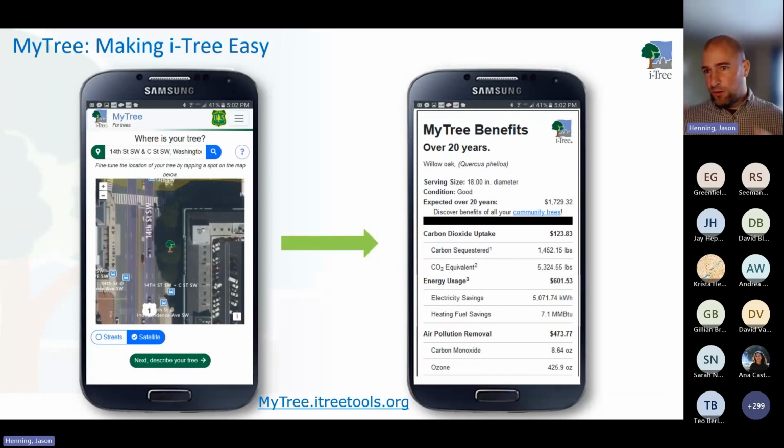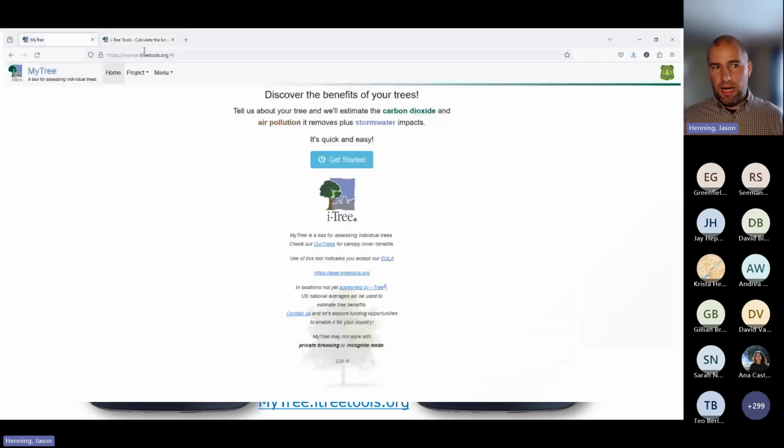So just because I go through all this science and it all seems really challenging, I do want to show you real quickly, and we're going to dive into this more in coming weeks, that we can make iTree really easy. So I'm just going to show you one of the easiest to use iTree tools, and that's MyTree. And again, we'll do a demo of this in more depth. Dr. Dave will actually do it next week. But this is what MyTree looks like.